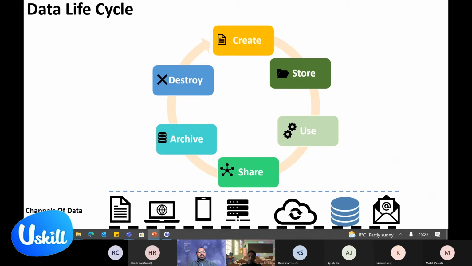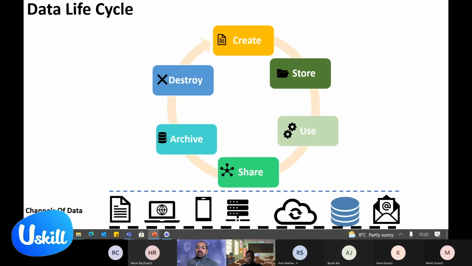Then, after any data is created, it must have some kind of use. So it is used by a number of people. It depends on the creator of the data, what he actually wants. He wants to do some business with another team, or that data is required to fulfill some requirement from another team or another application. So the third phase is use: how you use the data.